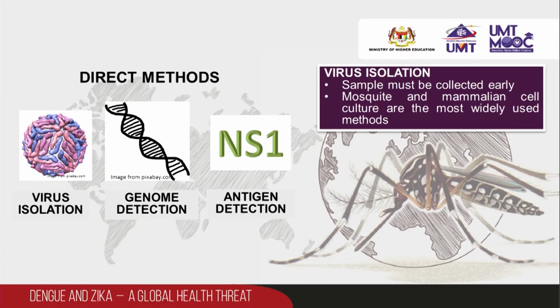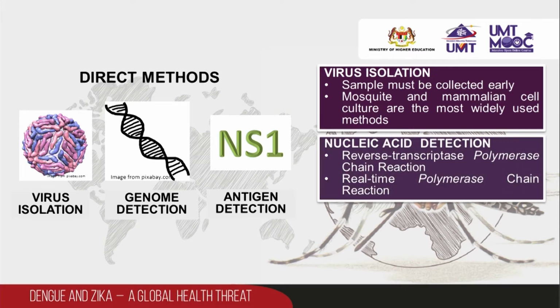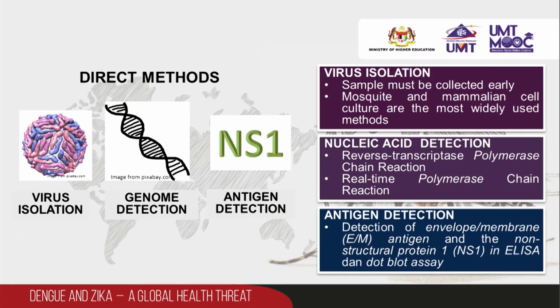Detection of specific dengue or Zika virus genome is now widely used through polymerase chain reaction or PCR. Samples from serum or plasma, cerebrospinal fluid, or autopsy tissue specimens during an acute febrile illness can be used in this technique with high accuracy and specificity. Finally, in direct methods, viral antigens such as the structural or non-structural proteins are used to indicate acute febrile illness through ELISA or dot blot assay.